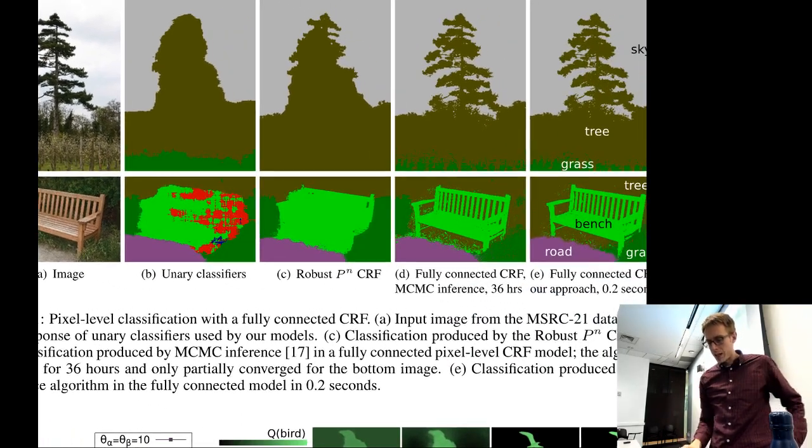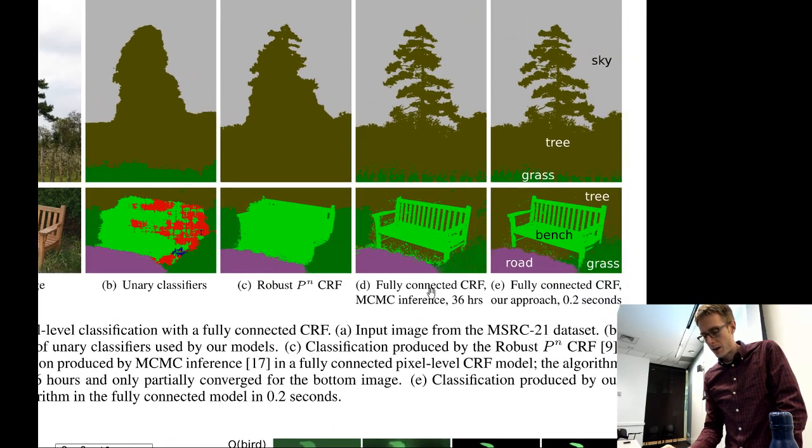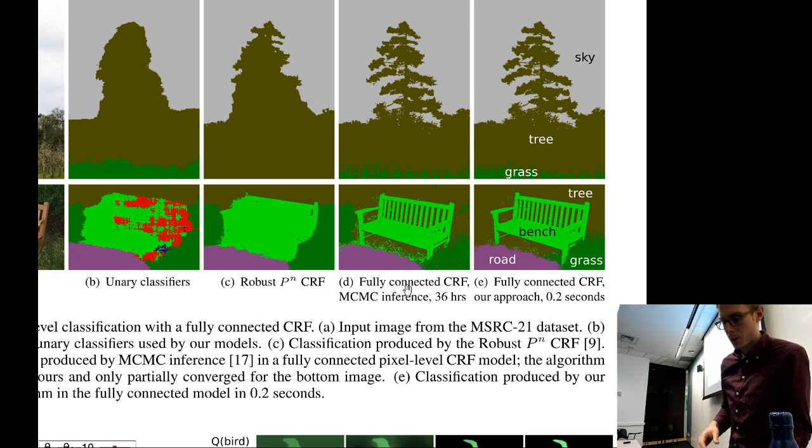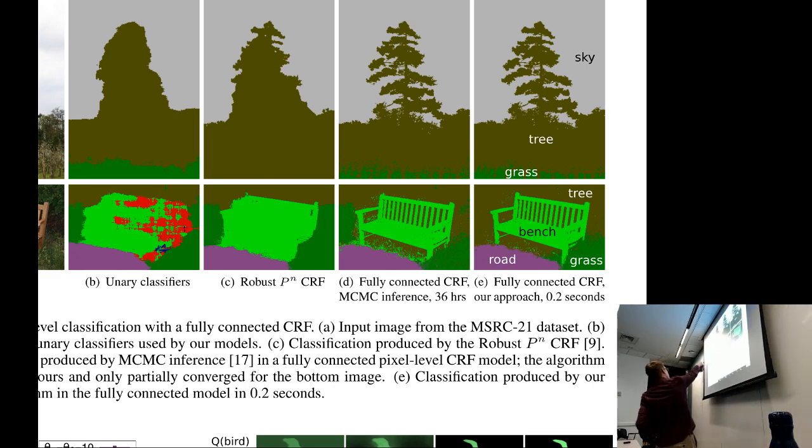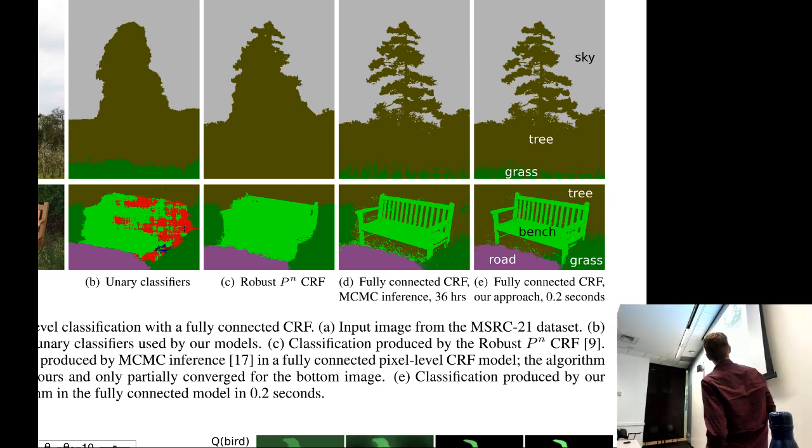And so then instead, you could do some other fancy model called a robust PN CRF. But what we're concerned with are D and E. So those two are the fully connected CRF with MCMC inference and the fully connected CRF with variational inference, which is what they're calling our approach. And you can see that the performance of these two is actually pretty darn close. Maybe the variational inference is actually slightly better. But the key difference here is that the MCMC is taking 36 hours, and variational inference is taking 0.2 seconds. Okay, so which would you choose?